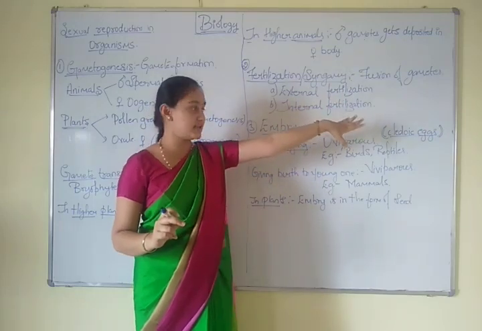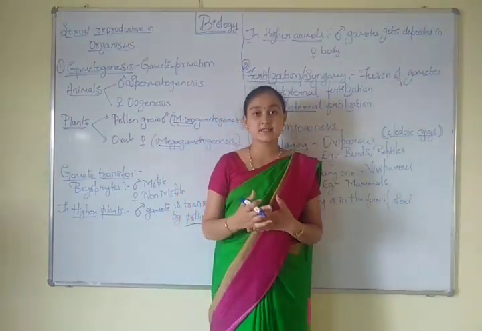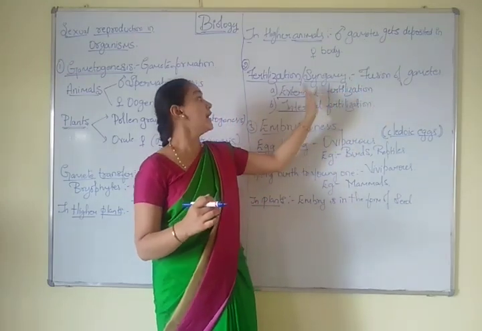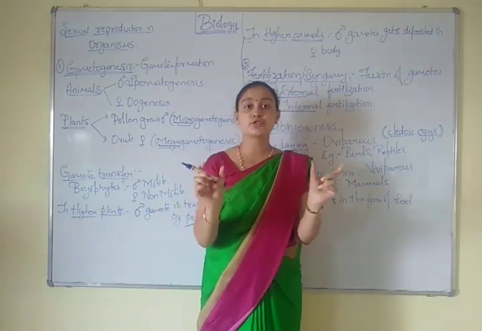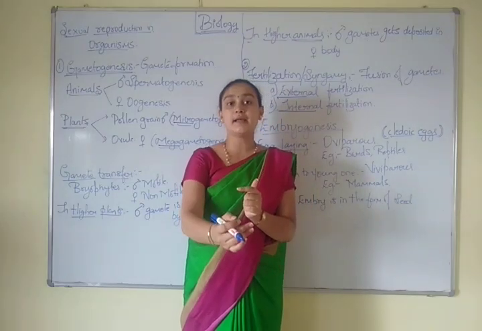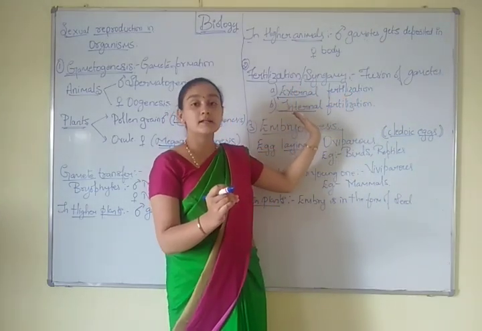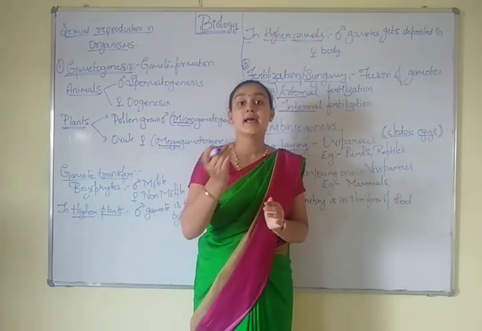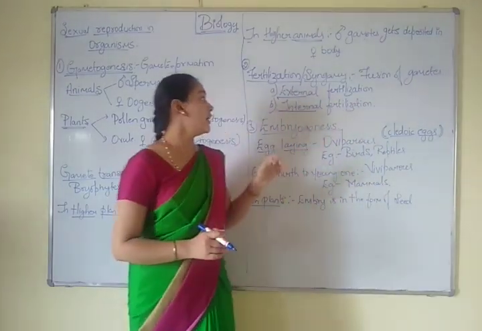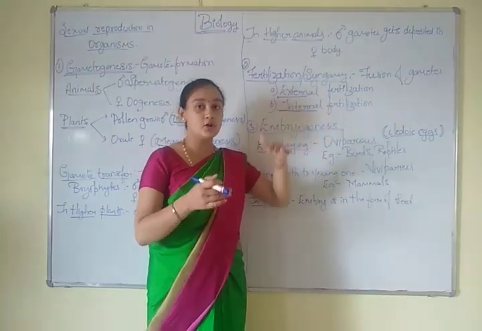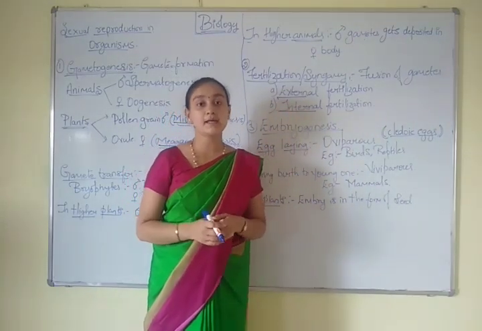One is external fertilization and another is internal fertilization. The name itself suggests it: in external fertilization, the fusion of gametes takes place outside the parental body, whereas if the fusion of male and female gametes takes place inside the parental body, it is called internal fertilization. External fertilization is observed in the lower organisms, whereas internal fertilization is observed in the higher animals like mammals.